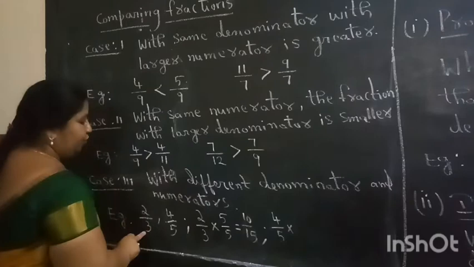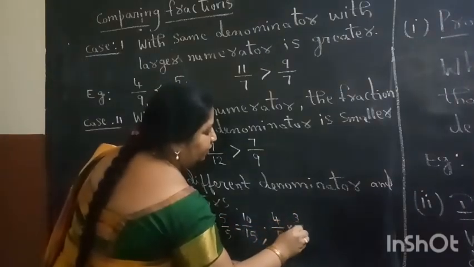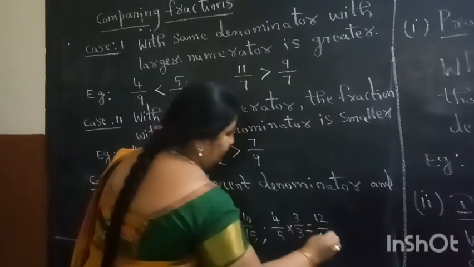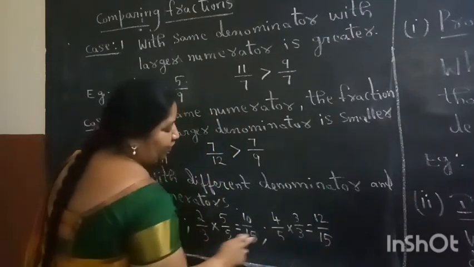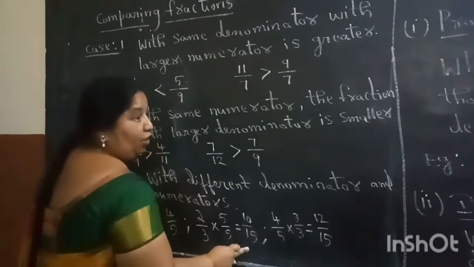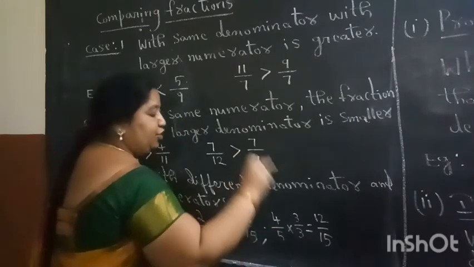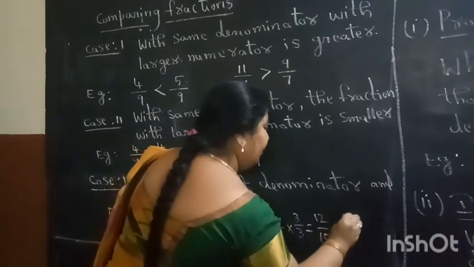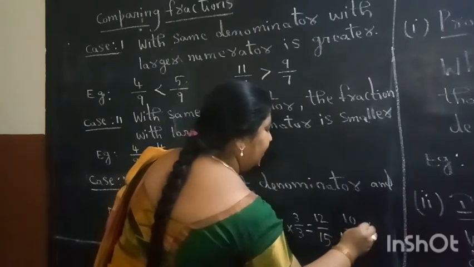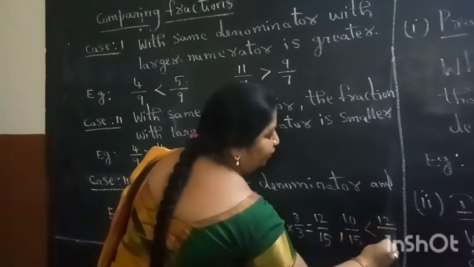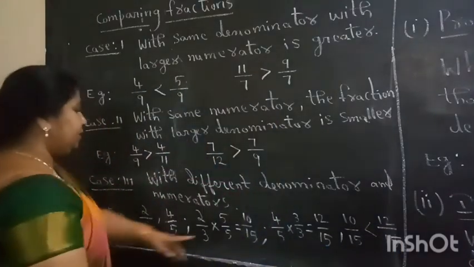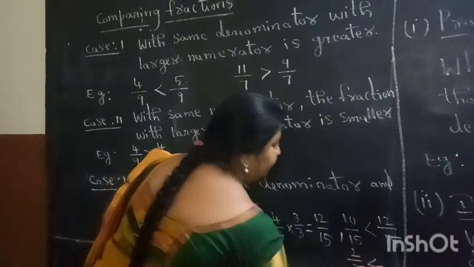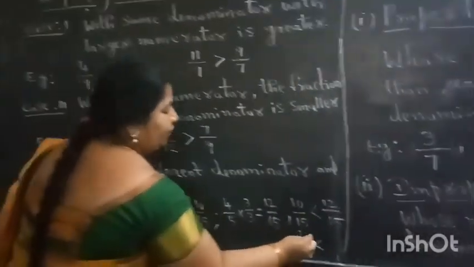Next you take the second, 4 by 5. Multiply by the first fraction's denominator, 3 by 3. 4 3s are 12, 5 3s are 15. Here 10 by 15, 12 by 15. Denominators are the same. At that time, which numerator is the greater? That one is the greater. 10 by 15 is less than 12 by 15. 10 by 15 means 2 by 3, less than 12 by 15, which means 4 by 5.